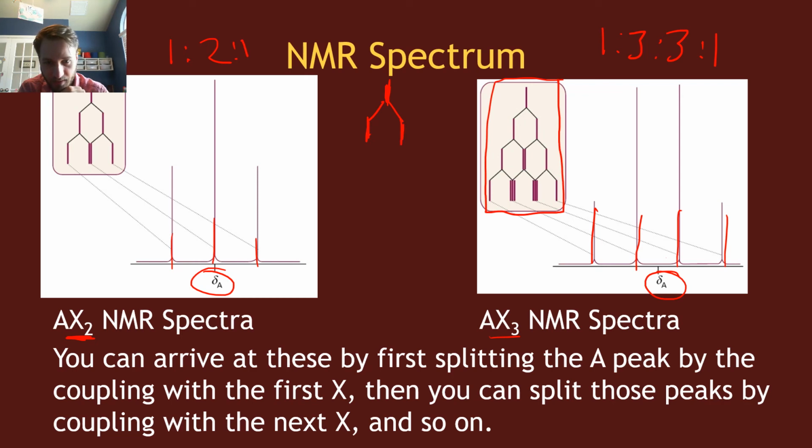Now if I introduce a second X, that X is now splitting these peaks equally. So now I get two peaks, and those two peaks each have the same kind of energy that they appear in your spectrum, so the amplitude is doubled in the middle. That's why I have 1 to 2 to 1 for AX2.